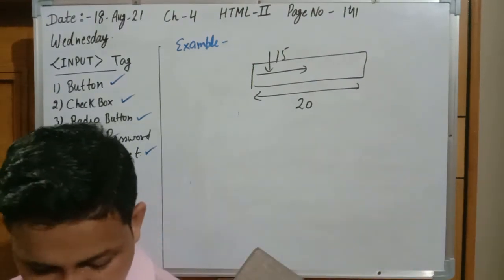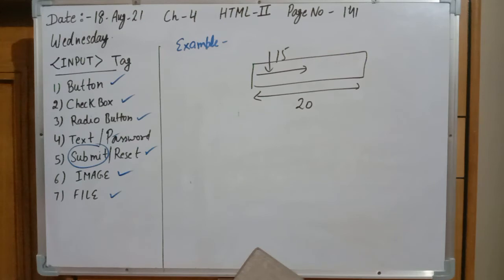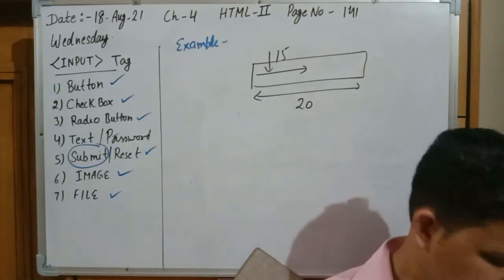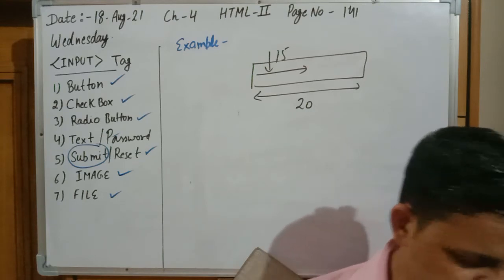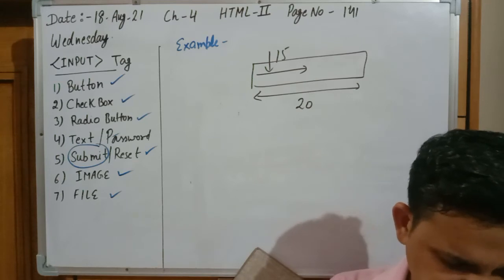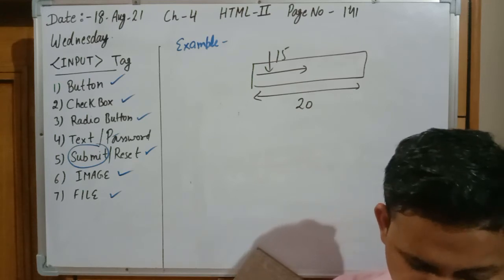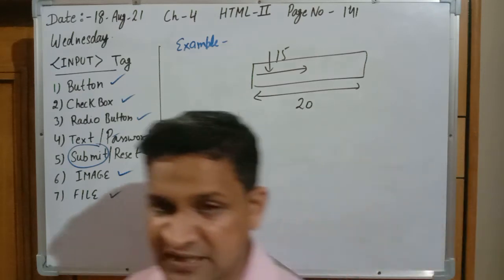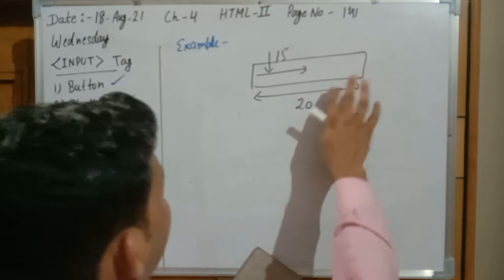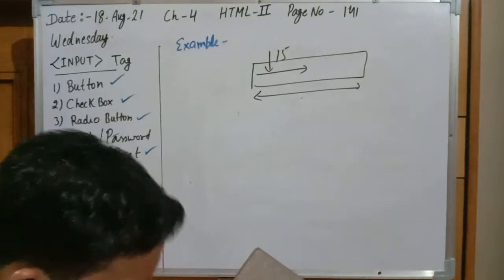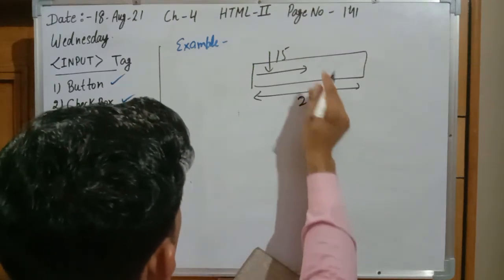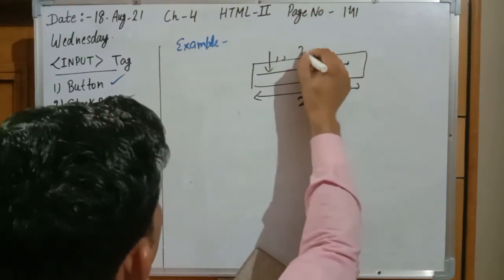Now come to the next part, that is first name. First name will be entered in which type of form? First name will be entered in the form of text type. So it has written input type is equal to text, name of the text box is first, and the size is 25 and the maximum length is 24. It means the size of the box is 25, and we can enter a maximum of 24 characters.